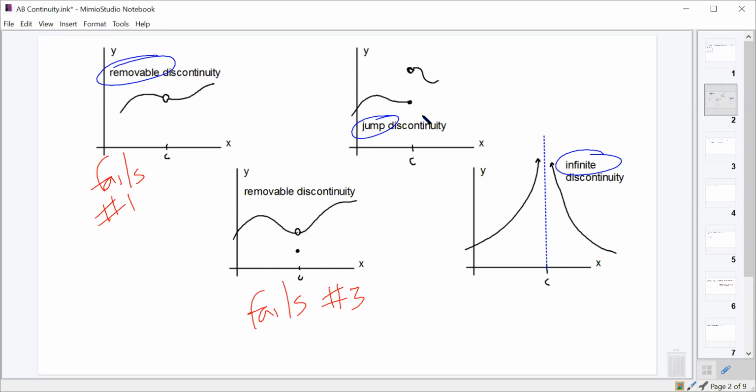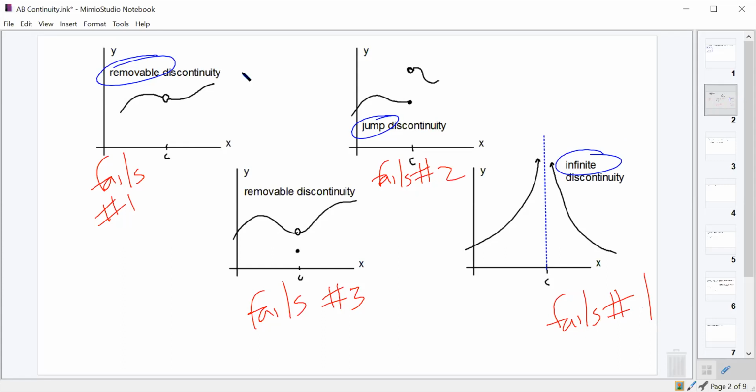All right. What about the jump discontinuity? Is the function defined at C? Yes. Does the limit as x approaches C exist? No. So this one fails number 2. And which one does the infinite discontinuity fail? Fails number 1. The function is not defined at x equals C. Okay. So just know those different types of discontinuities.